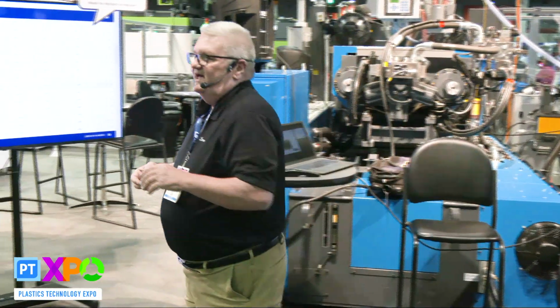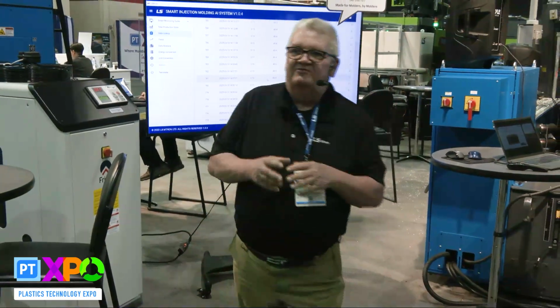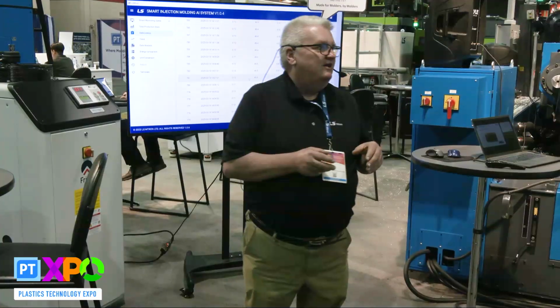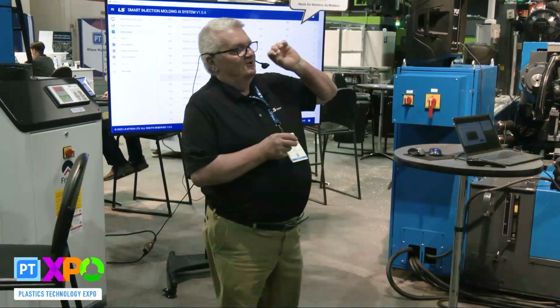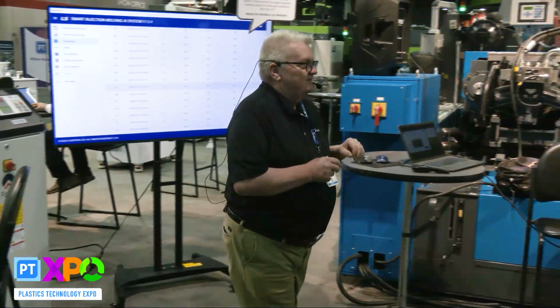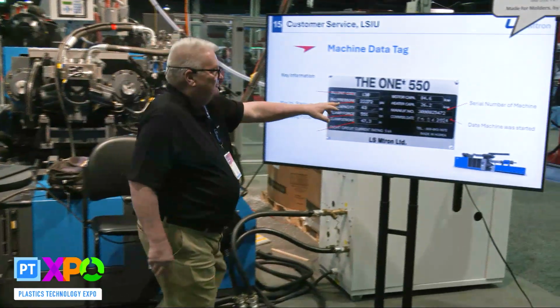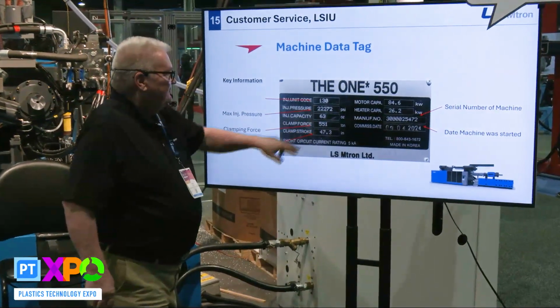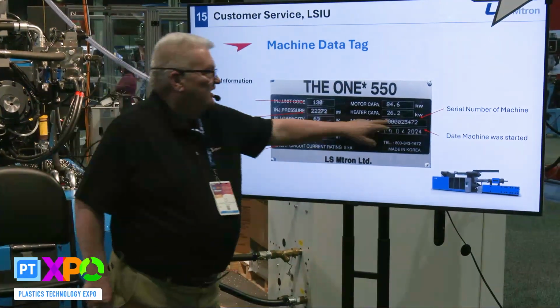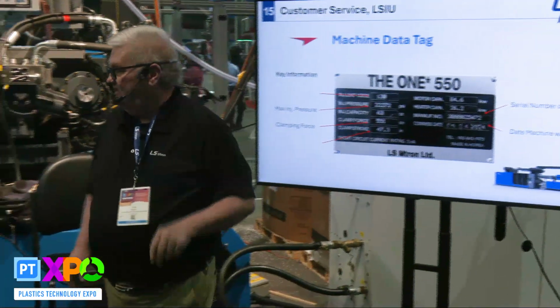But for the ones that still want to call the 800 number, no worries. We have a full-time staff that will take the 800 number calls. And just a little snapshot of this machine here, we'll see that there's some key data here: the injection unit size, maximum injection pressure, clamping force, opening stroke, the serial number, which is always key, and the date that it was commissioned.